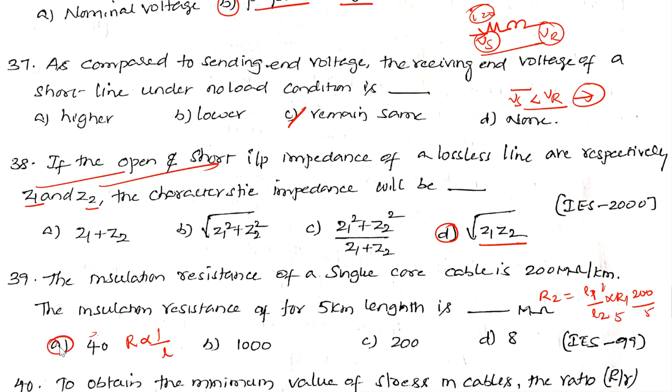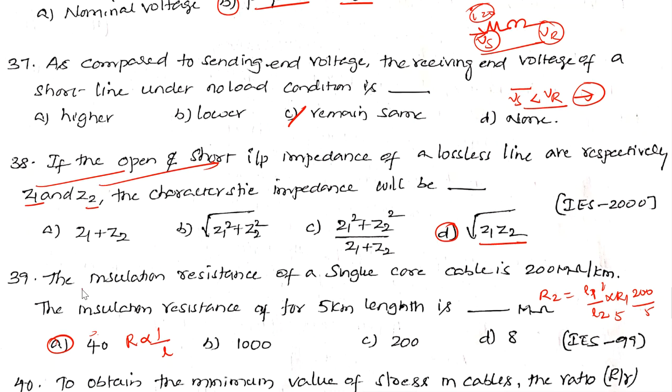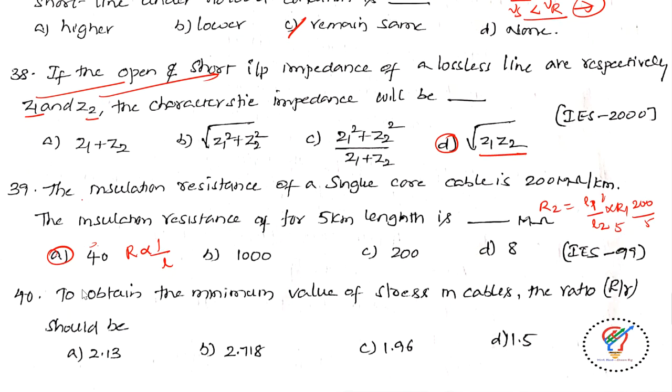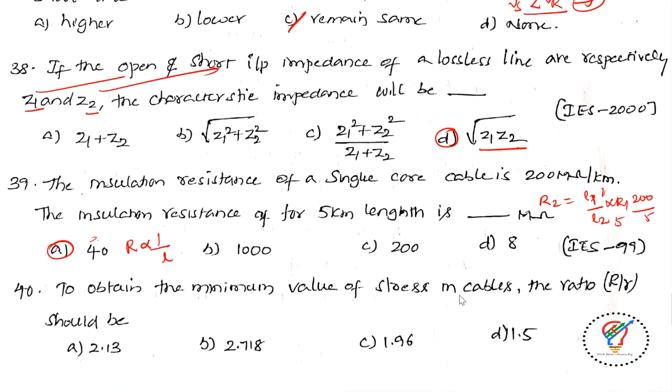Next one, to obtain the minimum value of stress in cables, the ratio of the overall diameter to the conductor diameter, that is capital R by small r, should be equal to 2.718. Okay, B is the right answer. Next.